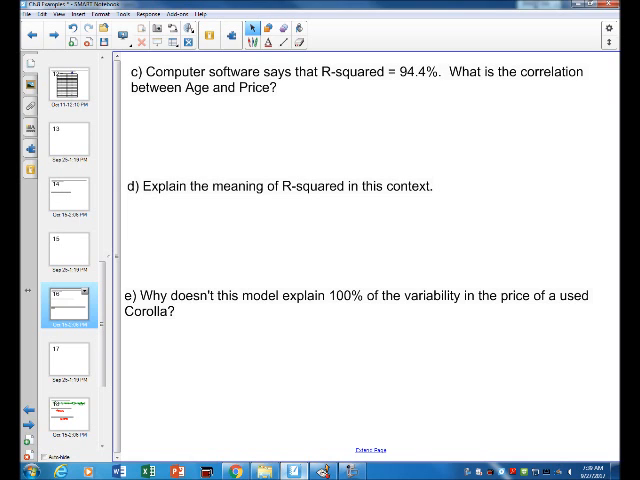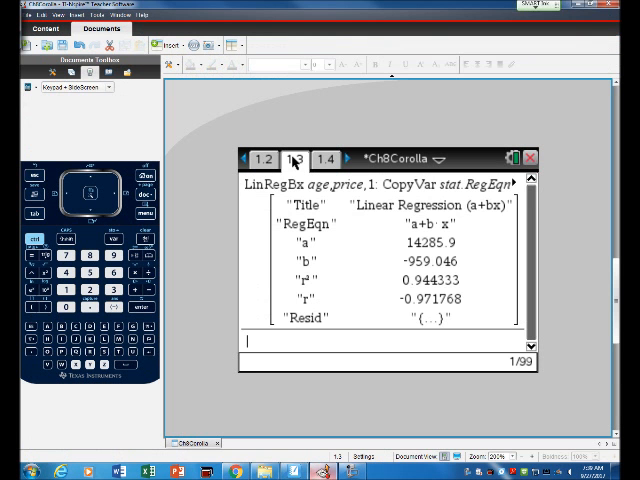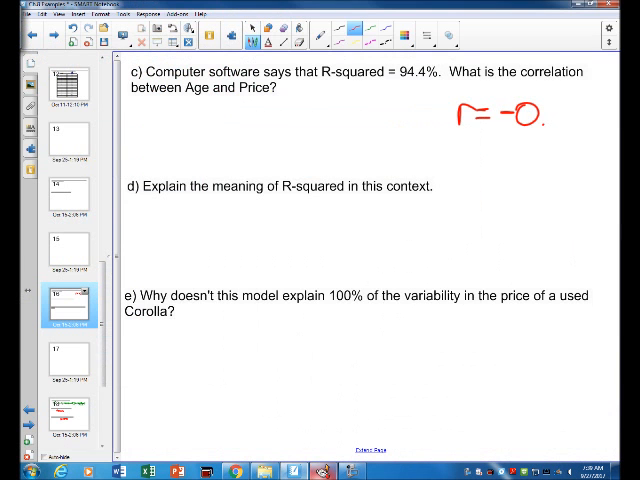We also answered D. I guess C, I'm sorry, the correlation, it says what is the correlation? So technically C would be R equals negative 0.972. I know it was close to negative 1. So I apologize for that. 0.972, so that is R. What I really just got done saying was more like D, where it says explain the meaning of R squared. So what you just wrote down for C is actually letter D.